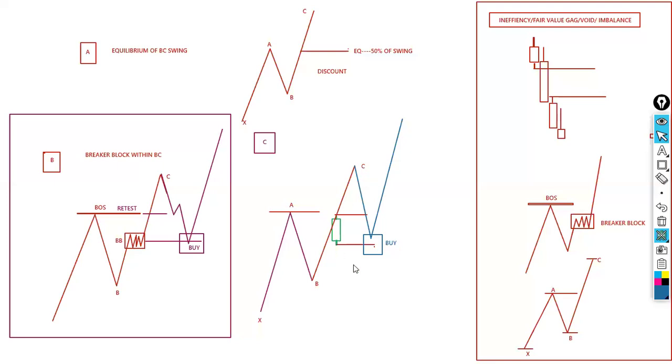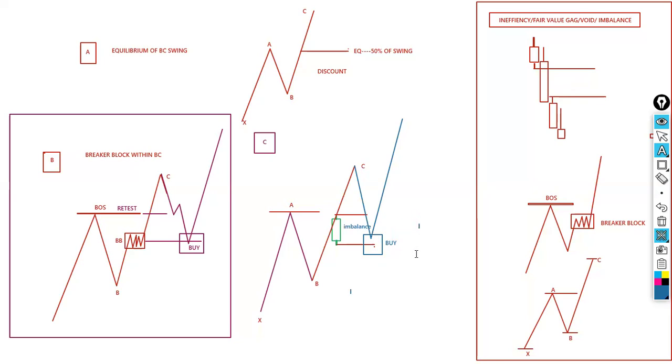Now, this is what we are looking out for. This is an inefficient candle, right? This is inefficiency in here. Let me just call it imbalance. This is an imbalance here. So price will most likely come back and fill that imbalance before we can consider a possible buy opportunity.